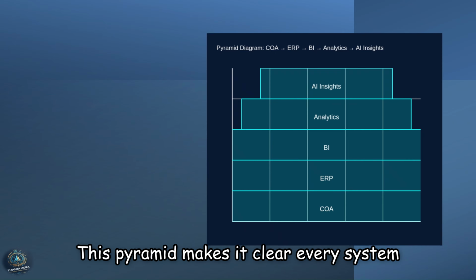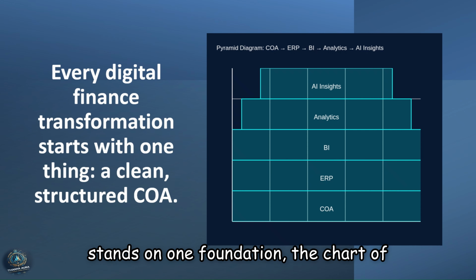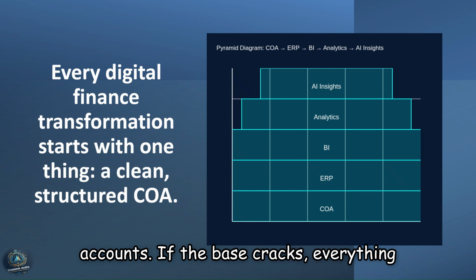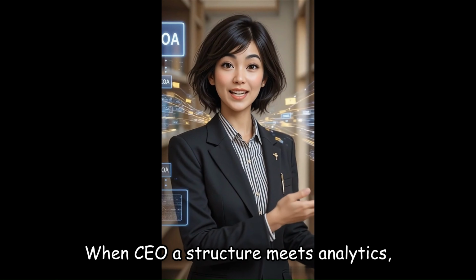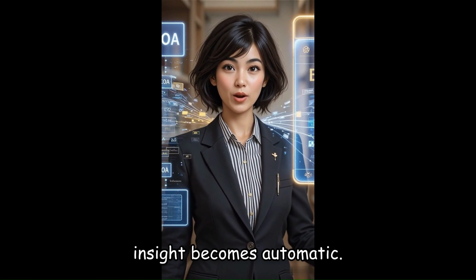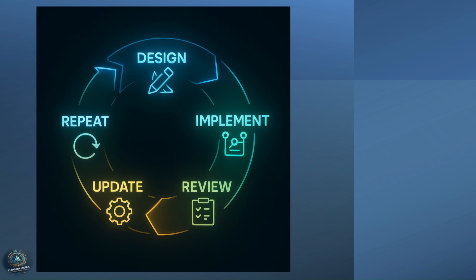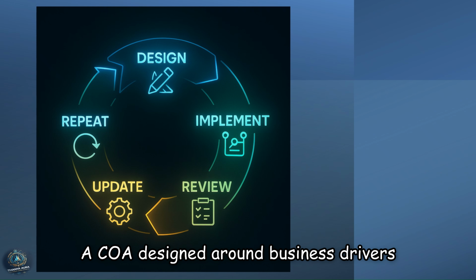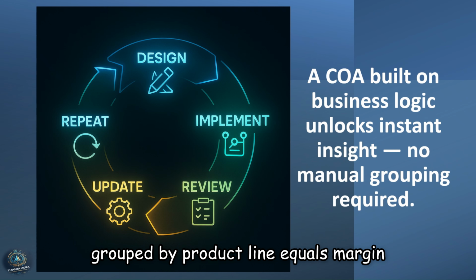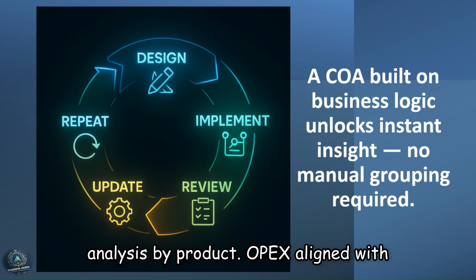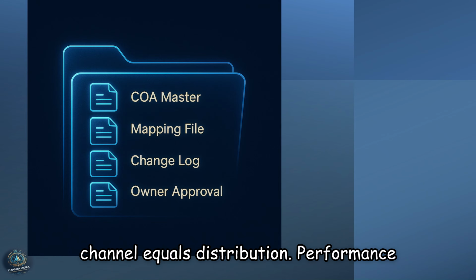This pyramid makes it clear, every system stands on one foundation, the chart of accounts. If the base cracks, everything above it shakes. When COA structure meets analytics, insight becomes automatic. A COA designed around business drivers unlocks insight instantly. Examples. COGS grouped by product line equals margin analysis by product. OPEX aligned with strategy pillar equals budget versus strategic outcome. Revenue split by channel equals distribution performance tracking.